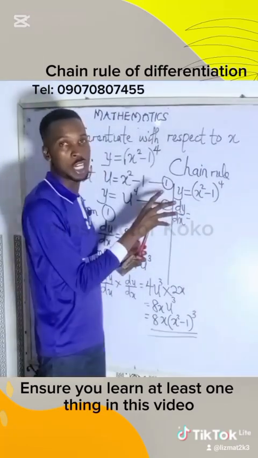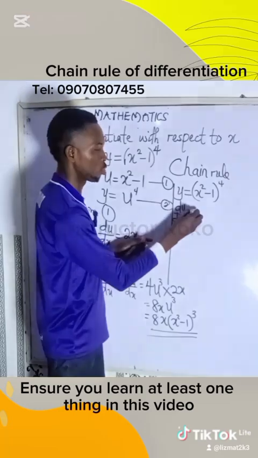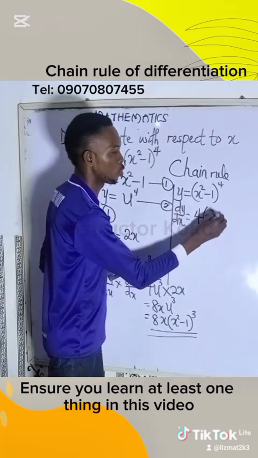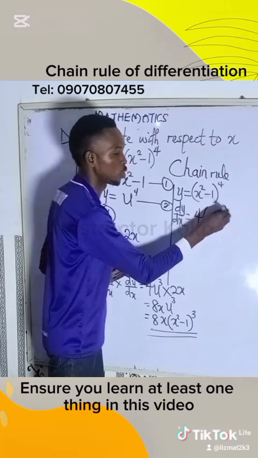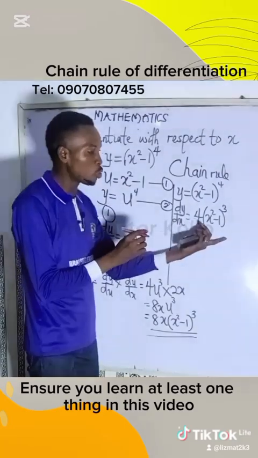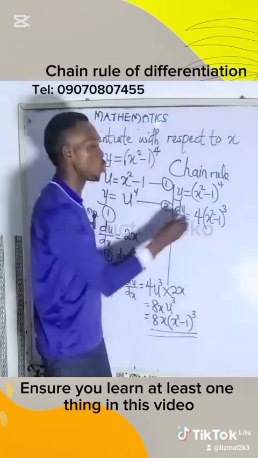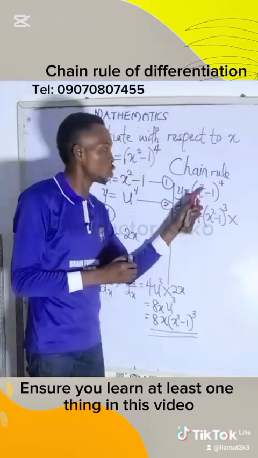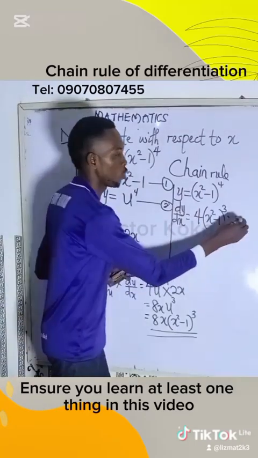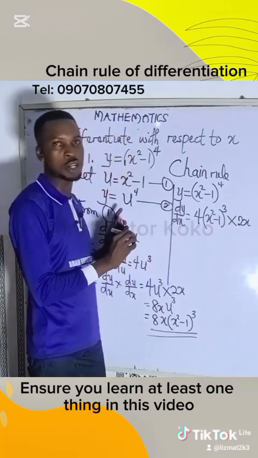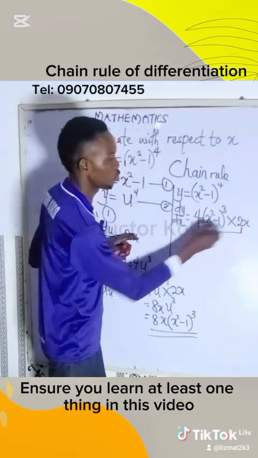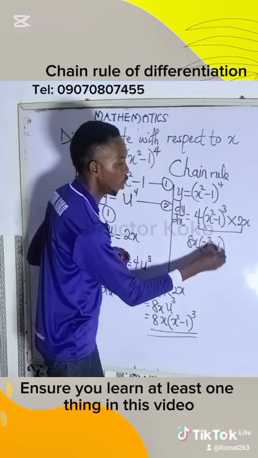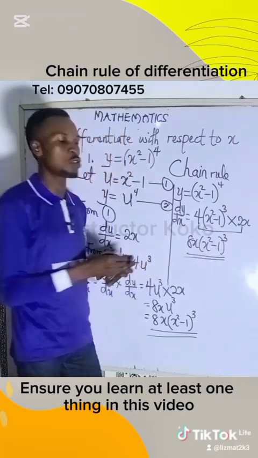Of course, apply your general rule. What power is here? 4. You write 4. Write the question again, which is x squared minus 1 raised to power 4 minus 1, which is 3. Now, once you have done this, that's not the end. I will now multiply by the derivative of the one in the bracket. You will differentiate x squared minus 1, and that will give us 2x. And you are done. Just multiply these 4 and 2 together as 8x into x squared minus 1 raised to power 3. And you have solved that question.